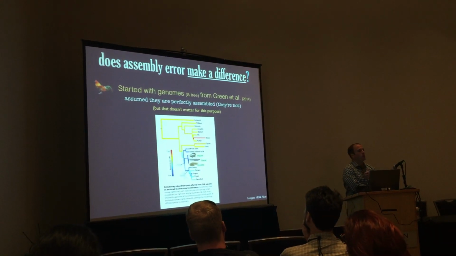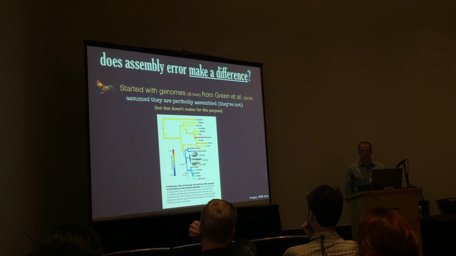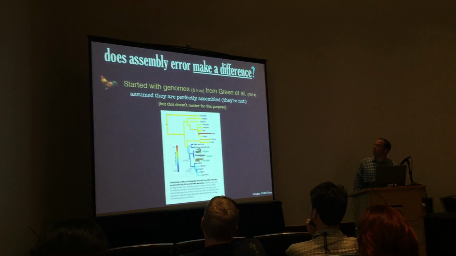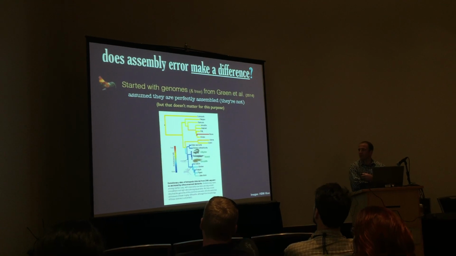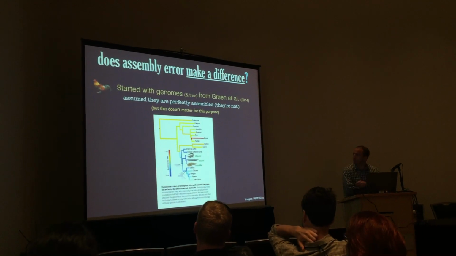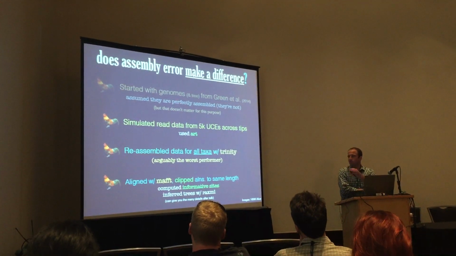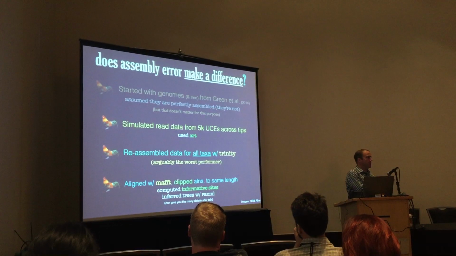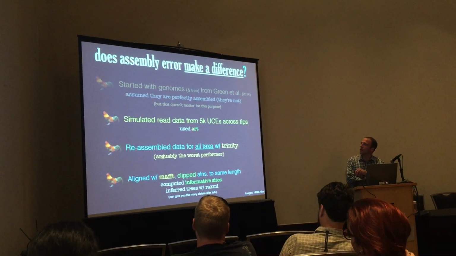And so what I wanted to know is, does this actually make a difference when we're trying to infer phylogeny? And so I started with the genomes from Green et al. This is basically a tetrapod tree. This is a UCE tree, so it has about 4,000 loci in it. I simulated read data from these 4,000, 5,000 UCEs across the tips. So I basically did this read simulation for each of the tips in the tree. I only used ART this time.